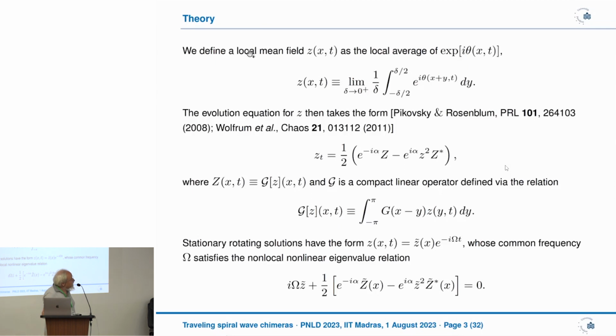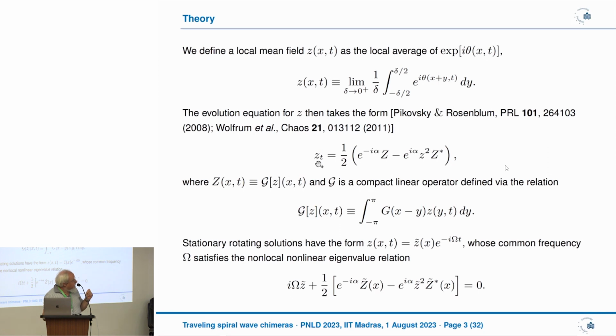So how do we think about the 1D system? Well, I'm just going to review a few properties of the 1D system because most of the lecture is going to be about two-dimensional arrays of oscillators. But in 1D, things are relatively simple. We can define a local order parameter, which is called little z here. And it's just a local average over the order parameter that we heard about from the previous speaker, e to the i theta. And then one can construct a differential equation, an evolution equation for this local order parameter, and that takes this form over here.